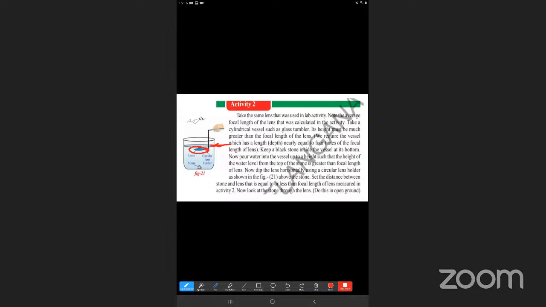Now fix the lens horizontally using a circular lens holder. This is the circular lens holder here. Now, the lens is above the stone here, right? The stone is at the bottom and the lens is above it. So set the distance between stone and lens equal to or less than the focal length of the lens, which was measured in the activity already. So now look at the stone through the lens.